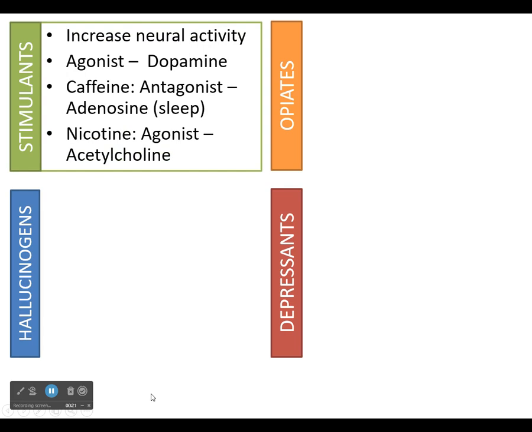Stimulants have the effect of increasing or stimulating neural activity. Commonly, stimulants act as an agonist of dopamine, meaning they mimic dopamine. Various stimulants will have other effects. For instance, caffeine is an antagonist of adenosine. This has the effect of blocking adenosine, which is usually associated with sleepiness. This explains why caffeine can make us feel like we are less drowsy.